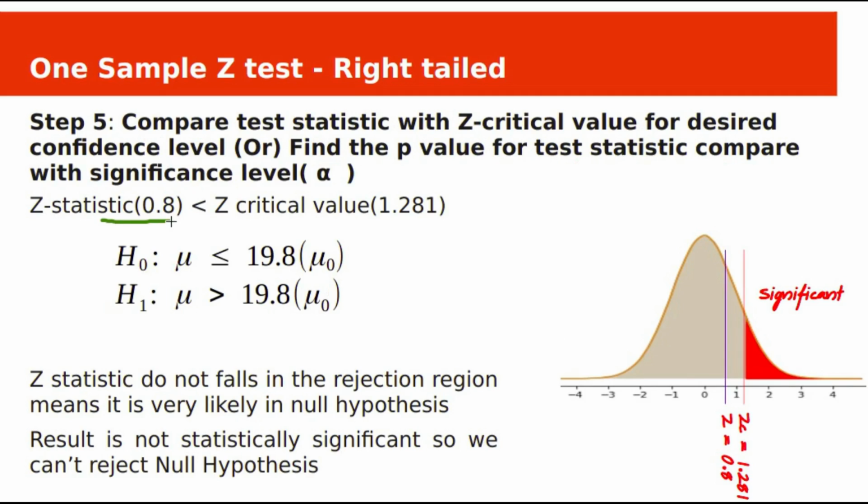Compare that z statistic 0.8 with this z critical value. The z critical value here is 1.281, and this z statistic does not fall within the rejection region. Since it is a right tail test, the rejection region is on the right tail. This is not within the rejection region, so results are not significant. So you cannot reject the null hypothesis. It means this z statistic value is very likely in this null distribution, so you cannot reject the null hypothesis.